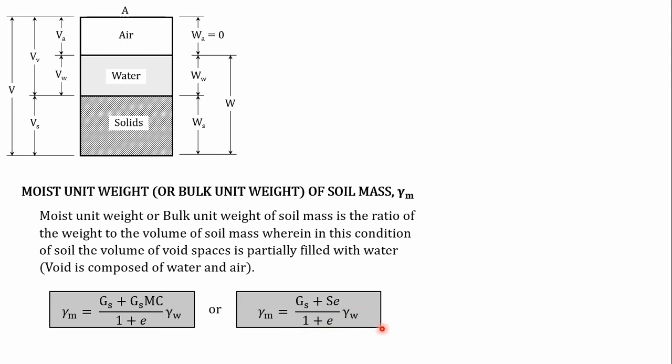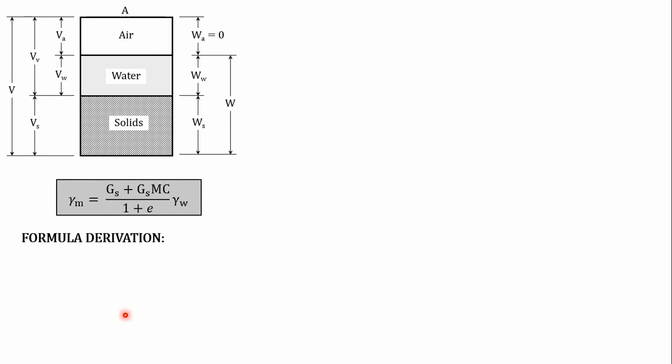So, to know how to use this, let's derive it first. Let's select where we will start. Okay, like this. We will derive this formula. So, moist unit weight is equal to, this is the properties of the moist unit weight. Remember, this is the properties of the moist unit weight.